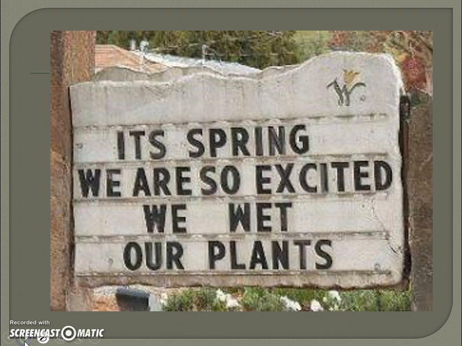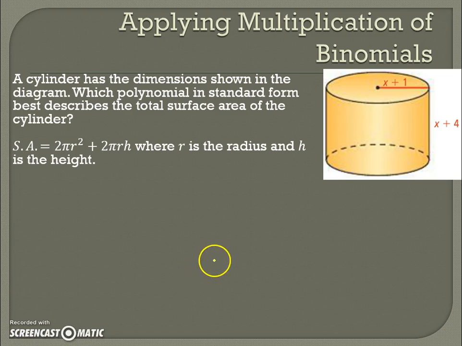Let's keep moving here. Oh, it's getting warm outside. It's spring. We are so excited we wet our plants. That's funny. I don't care who you are. That's funny right there.